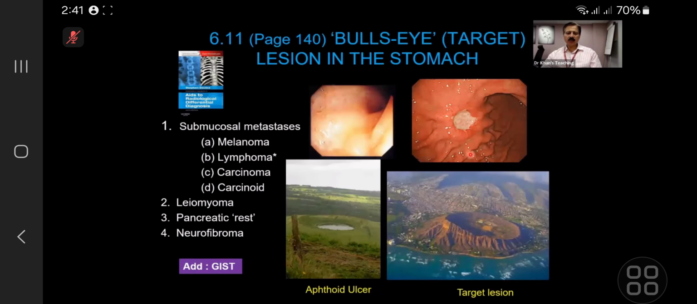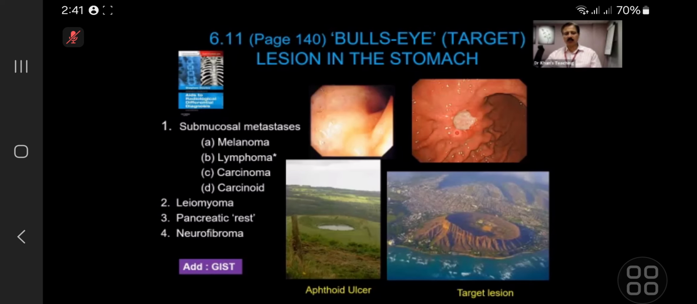The simple way to remember is that a target lesion is a bigger volcano, and an aphthoid ulcer is a very small one. So this is an aphthoid ulcer which you have already done. Look at this. This is a larger lesion. You can see that the crater is very large. Barium will go in, and surrounding edema will be there. And it might not be as numerous as this example.